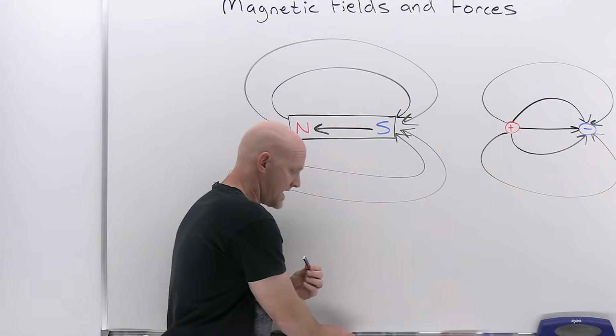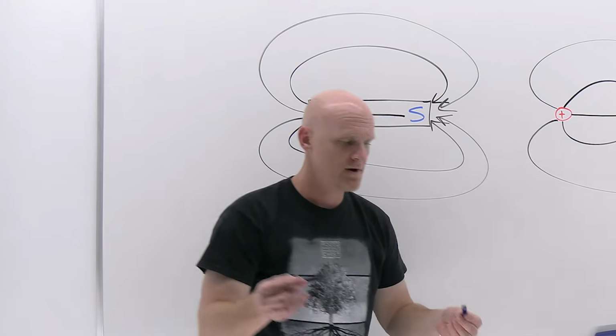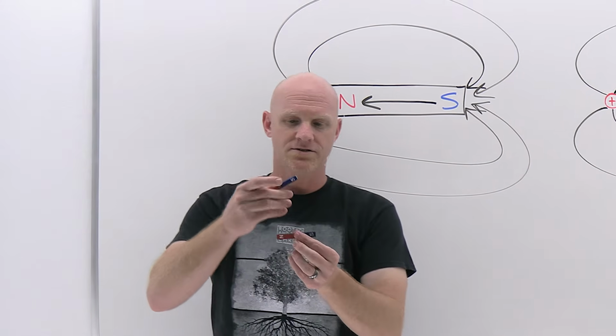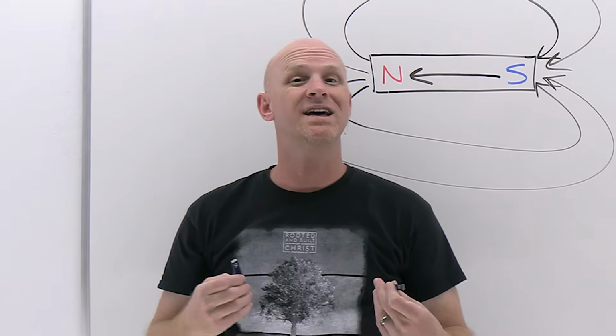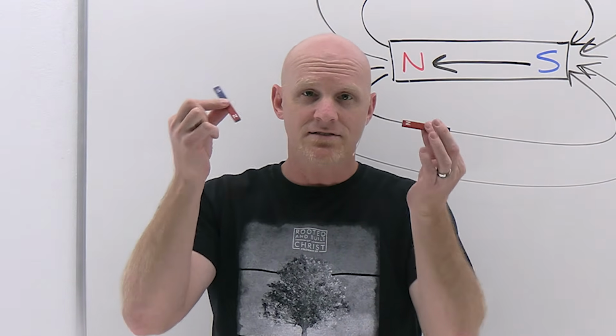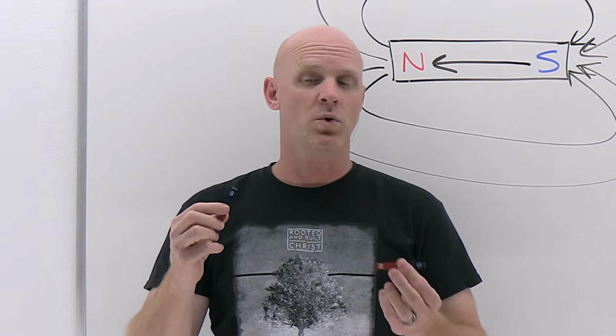So let's next take a look at the interaction between two of these lovely bar magnets. I've got two identical ones here. And it turns out that, like we saw with electric charges, like charges repel and opposites attract, the same is going to be true of magnets and their corresponding poles.